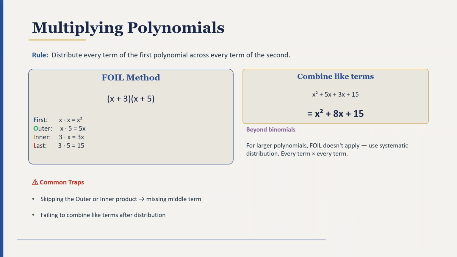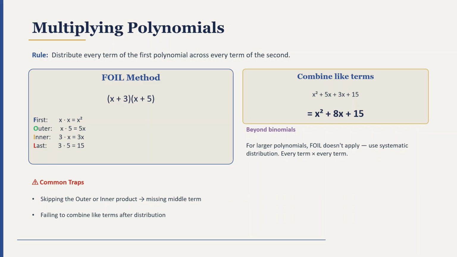On the expression x plus 3 times x plus 5, first gives x times x, which equals x squared. Outer gives x times 5, which equals 5x. Inner gives 3 times x, which equals 3x. Last gives 3 times 5, which equals 15. Add and combine the middle terms to get x squared plus 8x plus 15.